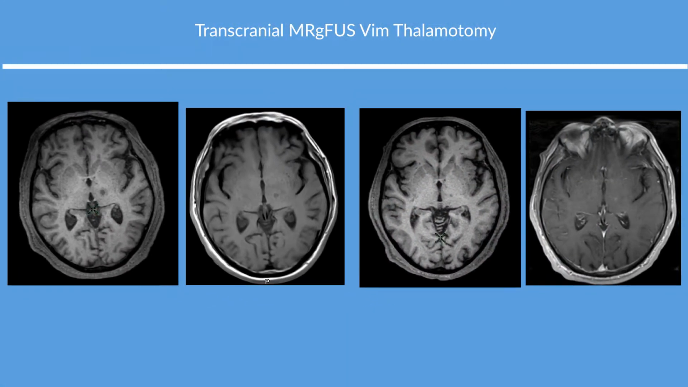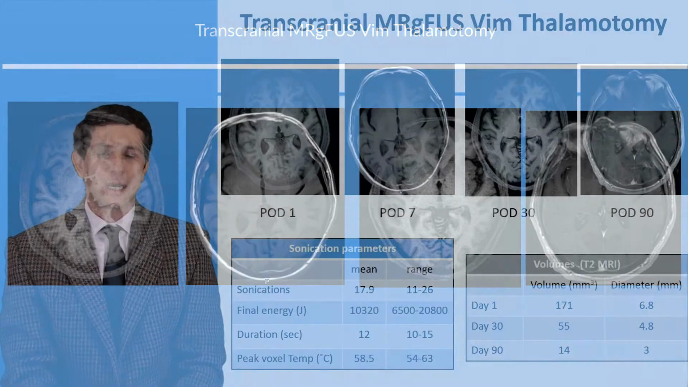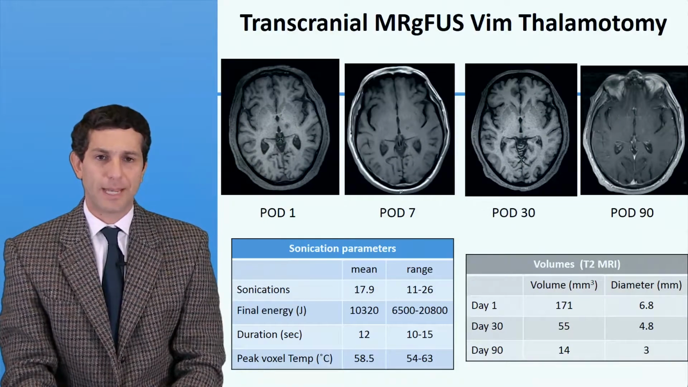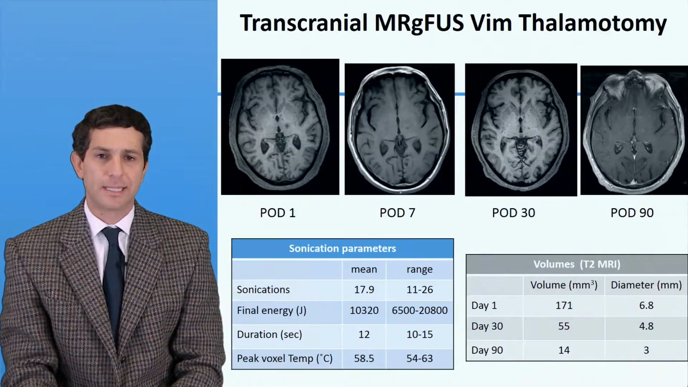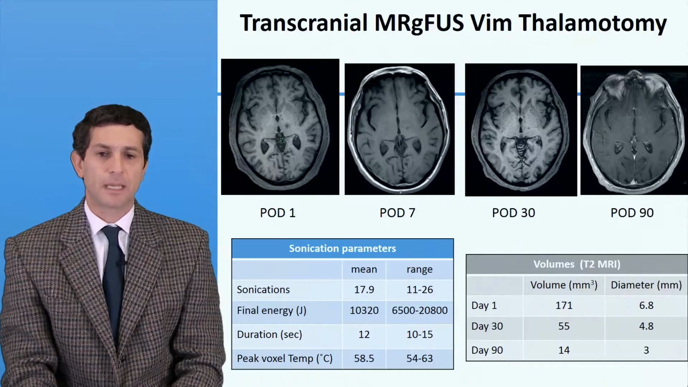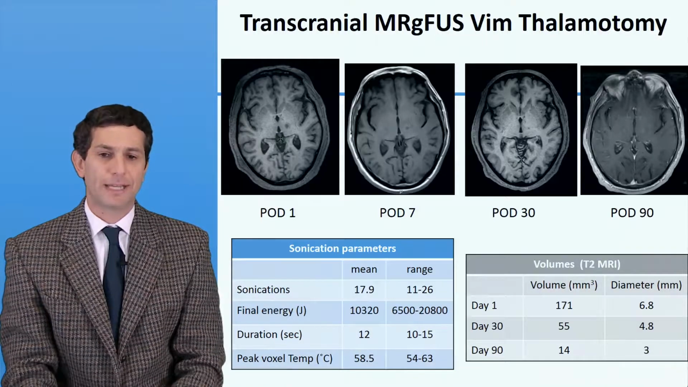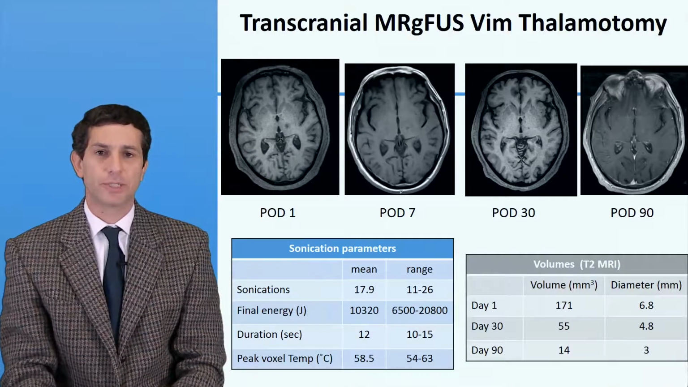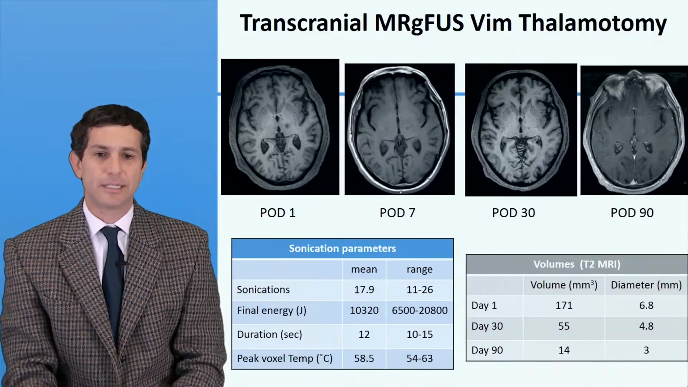And for the group, you can see some of our technical parameters where an average of nearly 18 sonications was delivered for each of the patients. These are incremental increases in the acoustic energy. The mean final acoustic energy achieved was 10,000 joules for brief durations of 10 to 12 seconds. And peak voxel temperatures at the focus were achieved at nearly 60 degrees, and tissue was ablated.